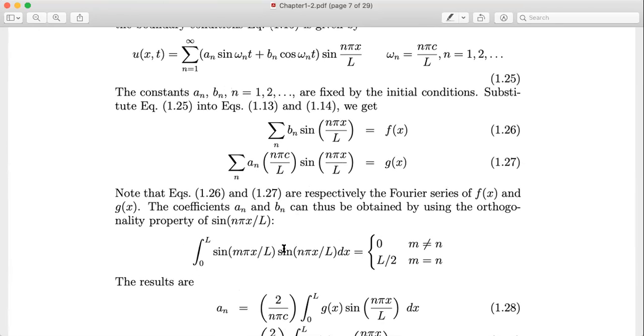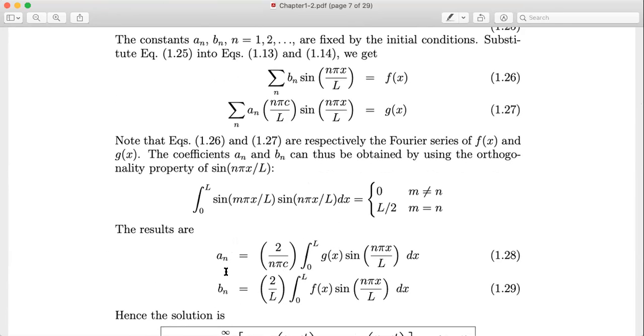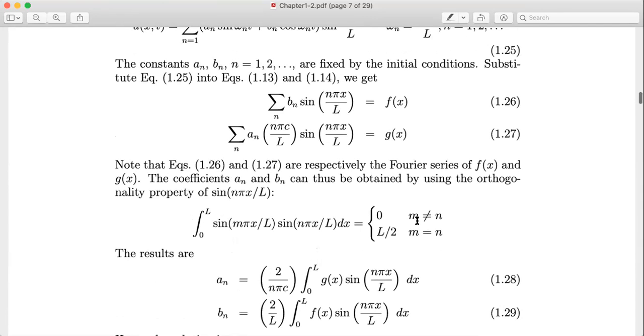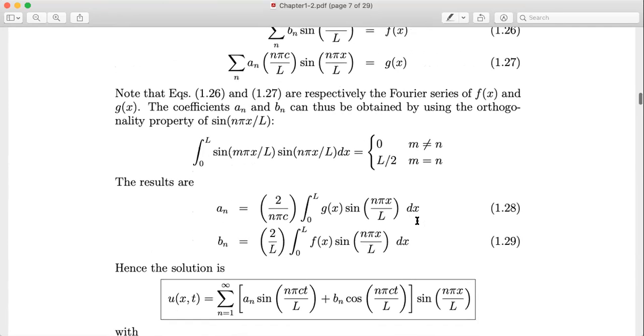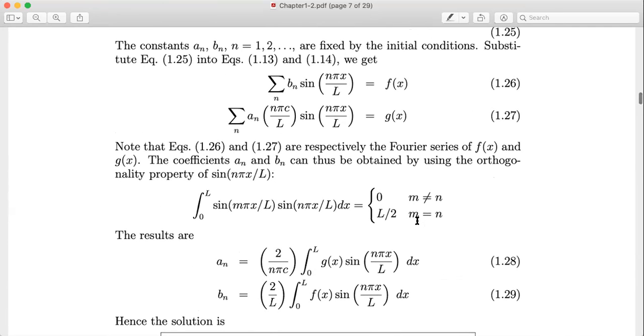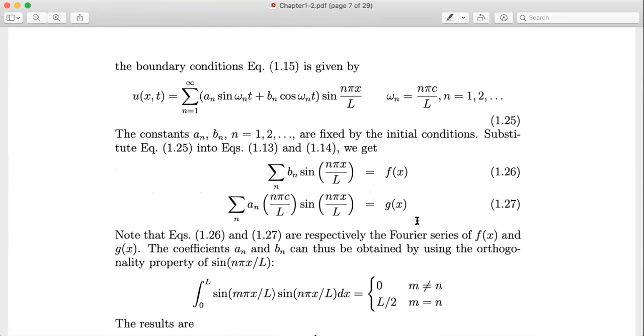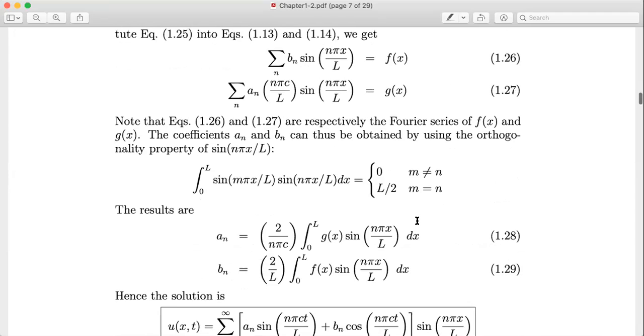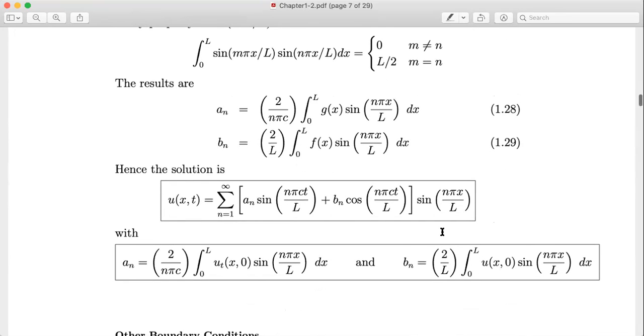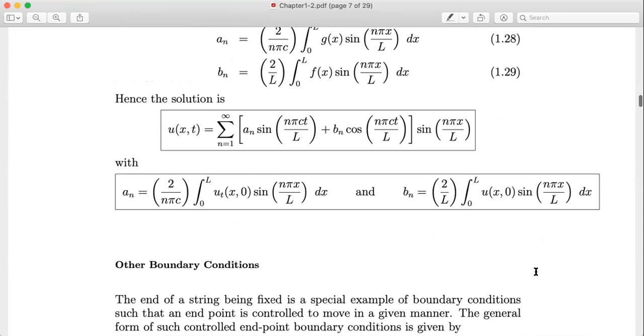So the trick again is to multiply both sides by sine with a different m, and then integrate over x from 0 to L. Okay, and then make use of this orthogonal condition for the sine, and you'll get this. So for the full problem, we can exactly solve this initial boundary value problem of the vibration of the string, as a sum of the normal modes, and the coefficients are all determined from the initial conditions.